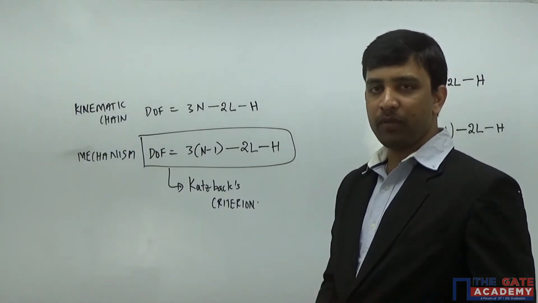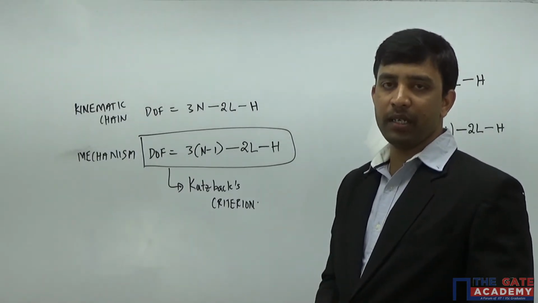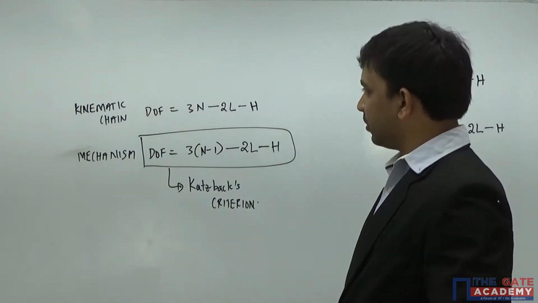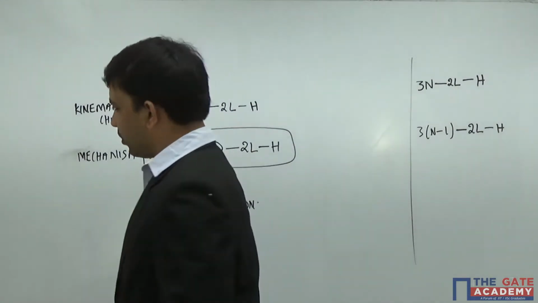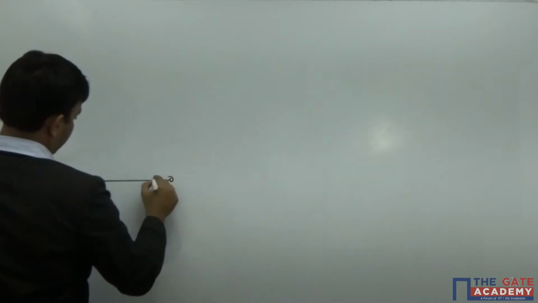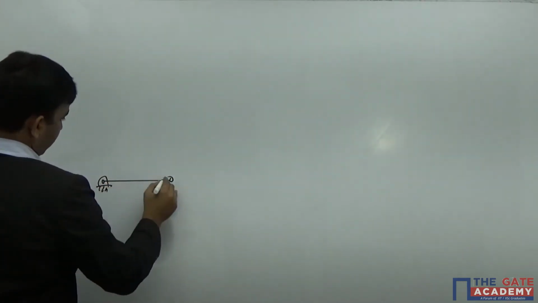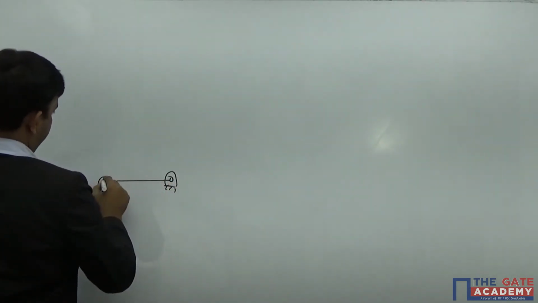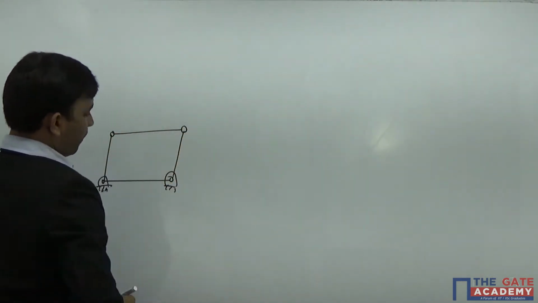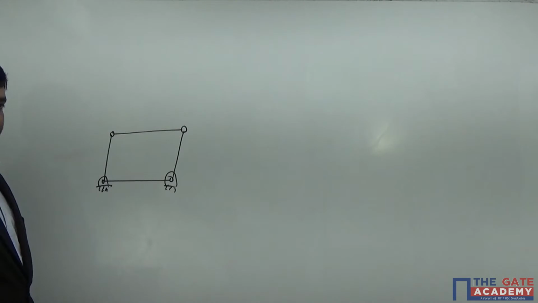That's applicable only for those mechanisms which contain single degree of freedom joints. I can say which contain only lower pairs. So this is the equation for degrees of freedom. Now let us solve a few problems. Calculate degrees of freedom for this system.